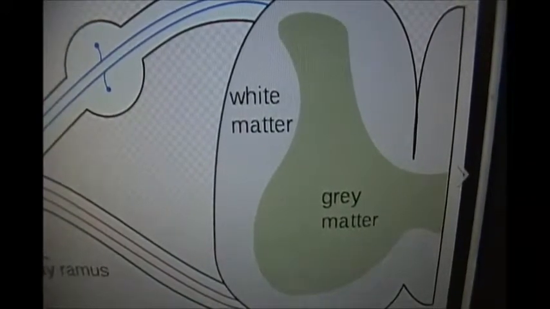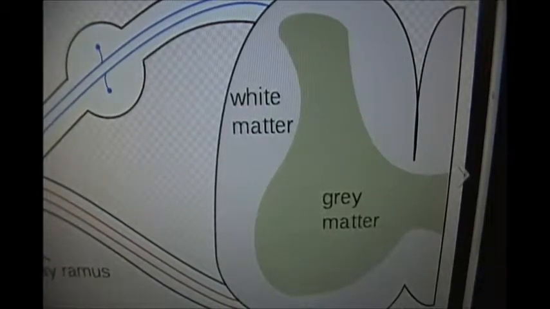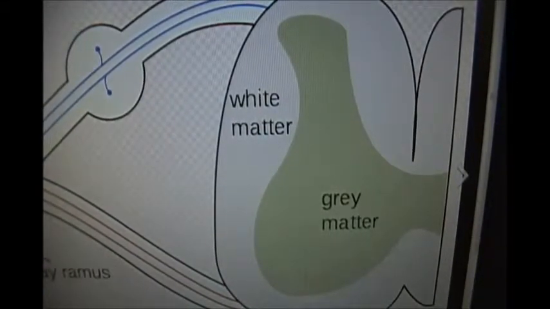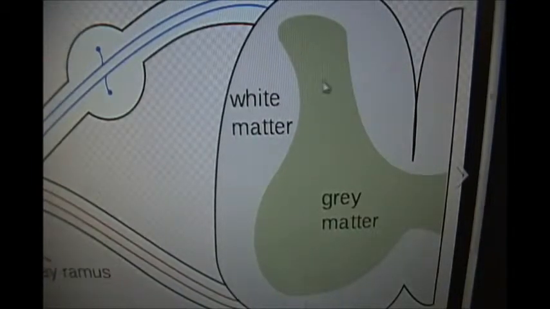The sensory pathway, the ascending spinothalamic tract. This is the structure of the spinal cord. This gray color is the gray matter, H-shaped or butterfly shape, and these are the white matter: posterior, lateral and anterior.